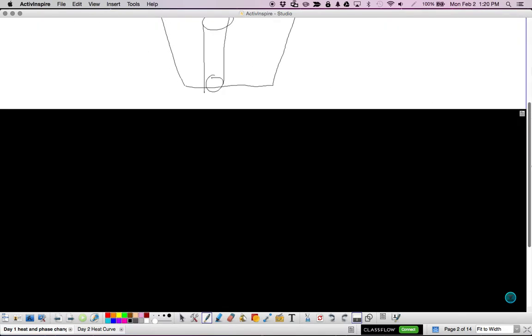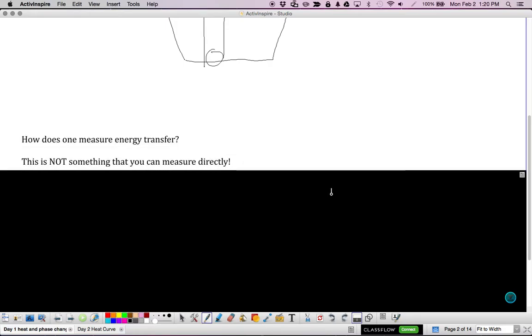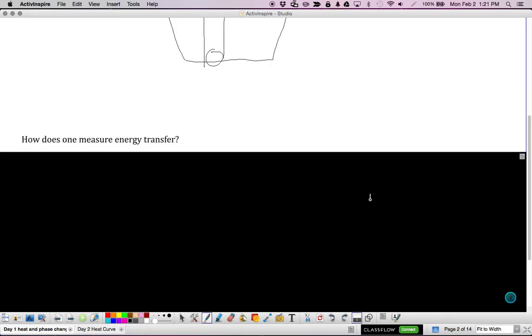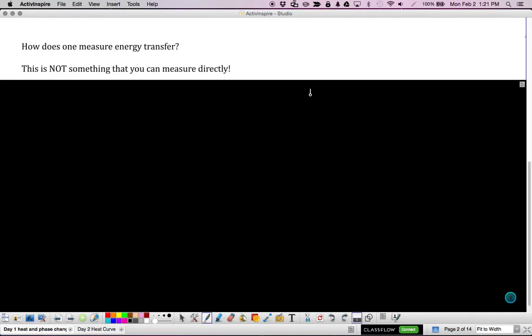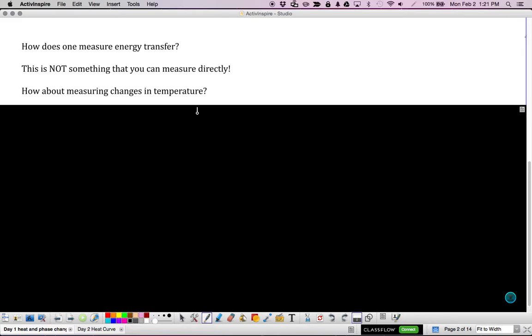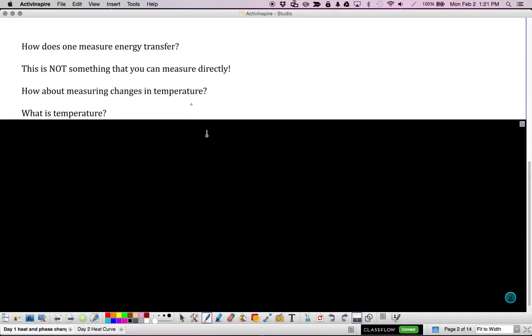Now the question is, how do you measure energy transfer? Well, that's problematic. The answer is, this is not something that you can measure directly. Okay? So you can't measure energy directly. Now, what about measuring a change in temperature? That you can track. You know that when you put that hot metal into the water, the water is going to increase in temperature, and the metal is going to decrease in temperature. So we might be able to relate the two. So let's keep going with this.